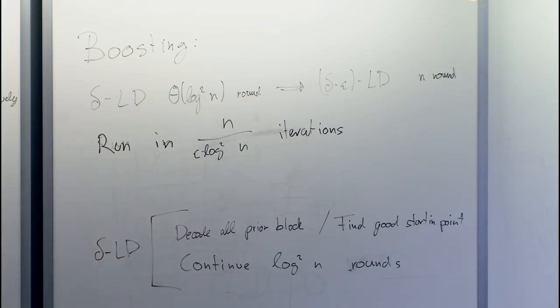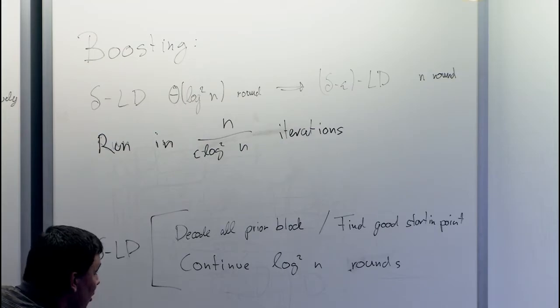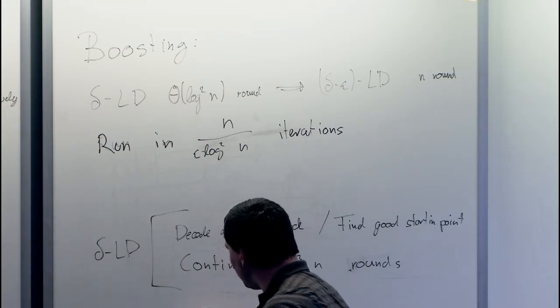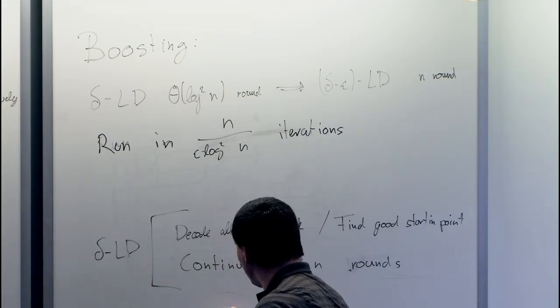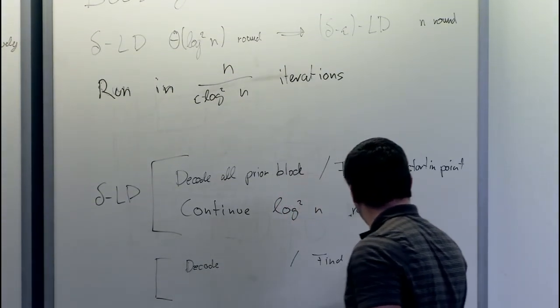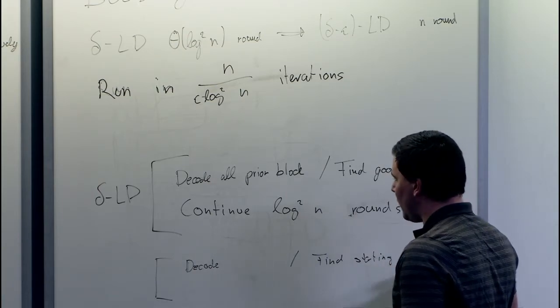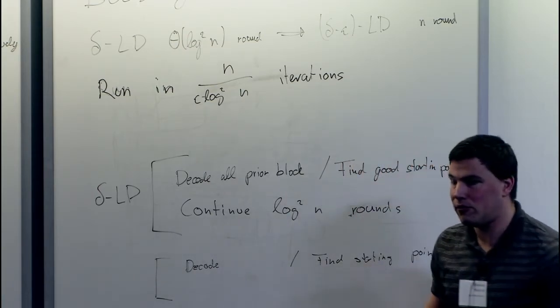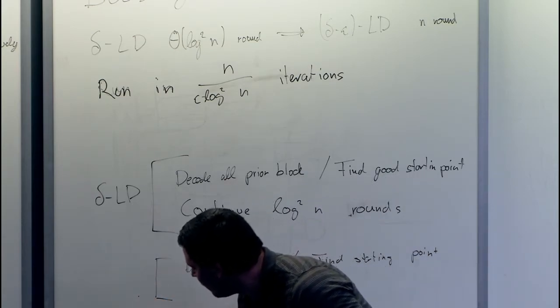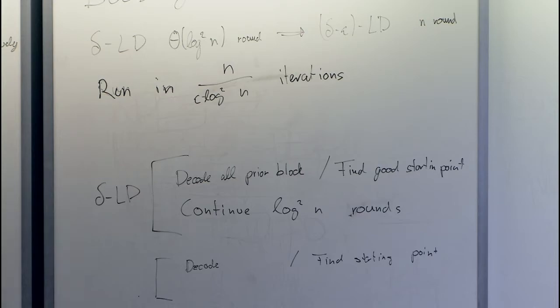And then we're going to iterate this often. So we again run the next block in which we decode, find a good starting point, continue the conversation, and so on. Right? And we do this in over epsilon log squared n of these.